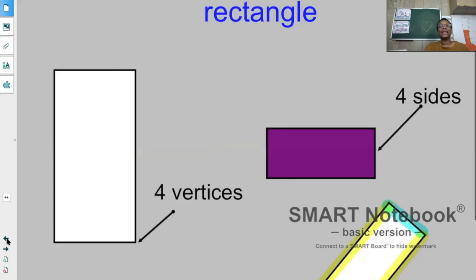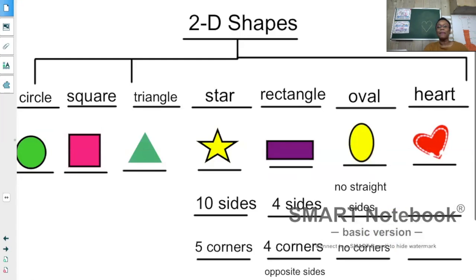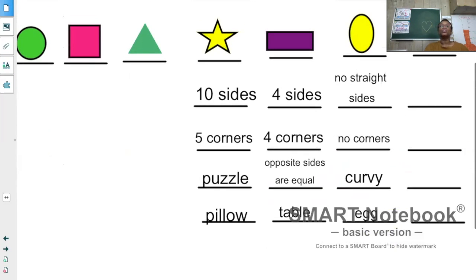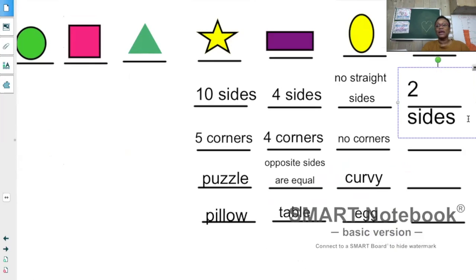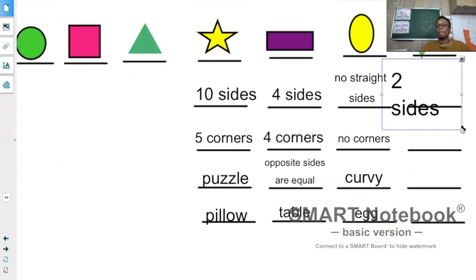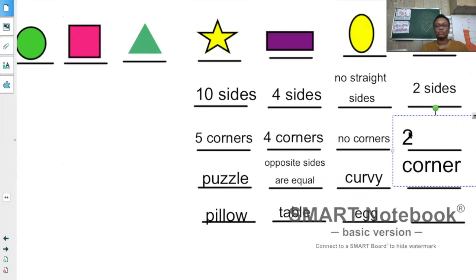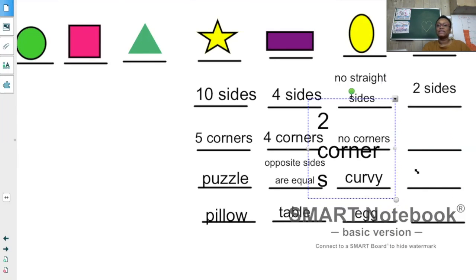So what you're going to do in your tree map is I'd like you to add these two pieces of information under the drawing that you made of your heart. So we have two sides, and two corners or two vertices, two points where the sides meet.